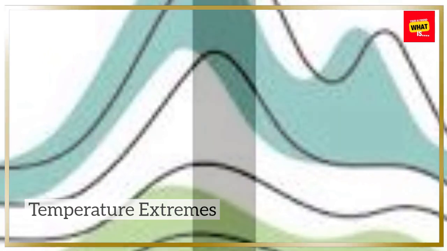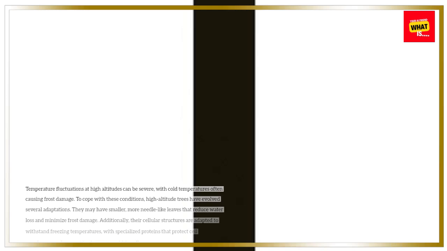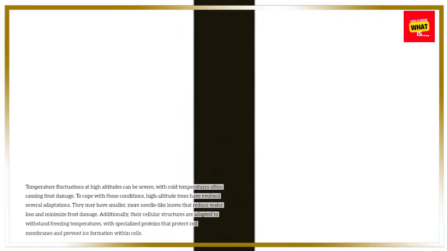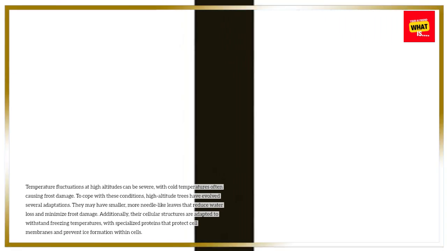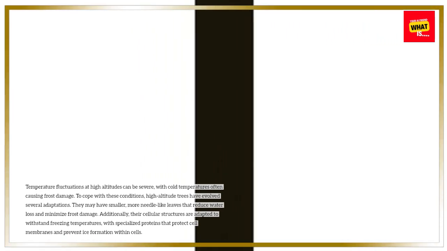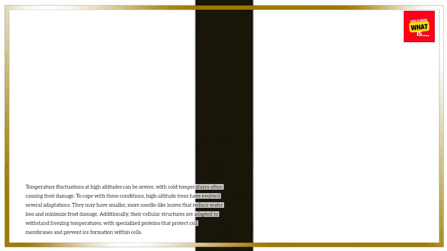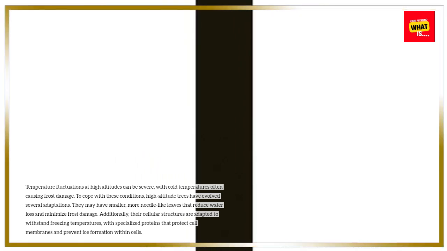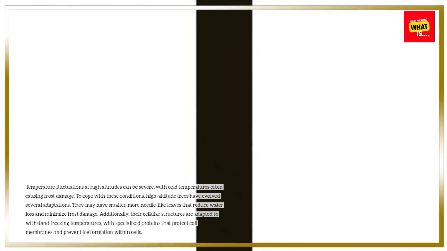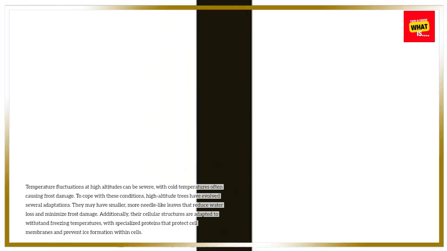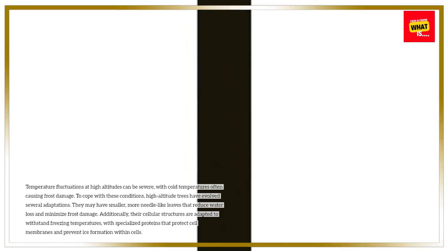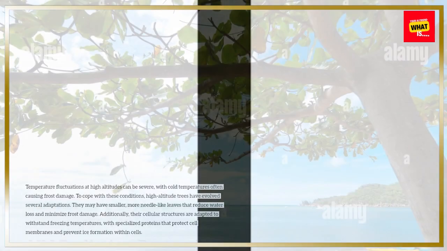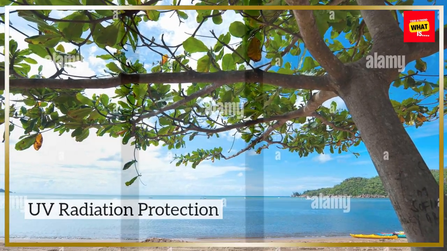Temperature extremes. Temperature fluctuations at high altitudes can be severe, with cold temperatures often causing frost damage. To cope with these conditions, high-altitude trees have evolved several adaptations. They may have smaller, more needle-like leaves that reduce water loss and minimize frost damage. Additionally, their cellular structures are adapted to withstand freezing temperatures, with specialized proteins that protect cell membranes and prevent ice formation within cells.